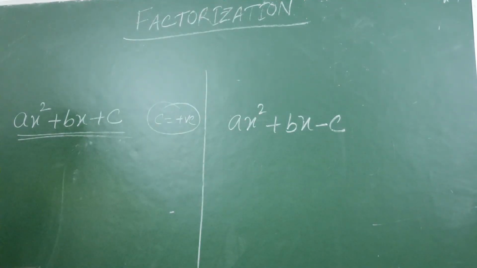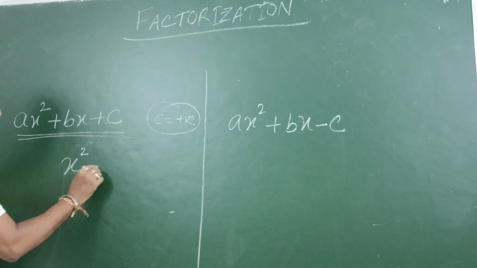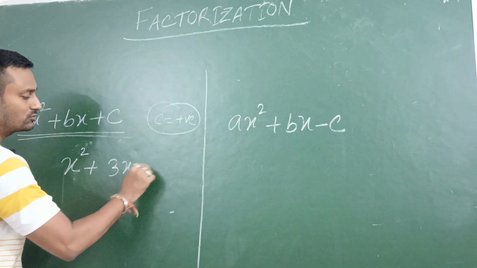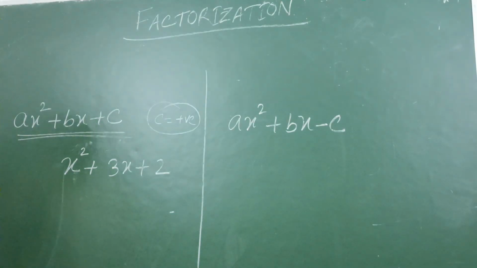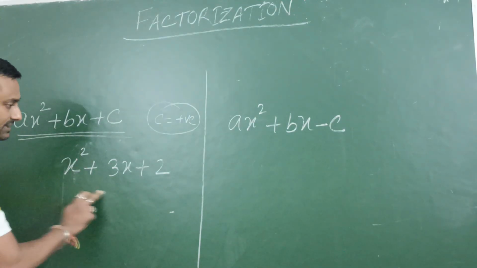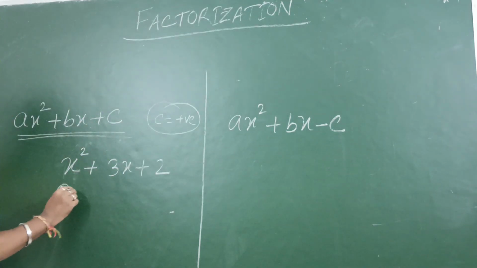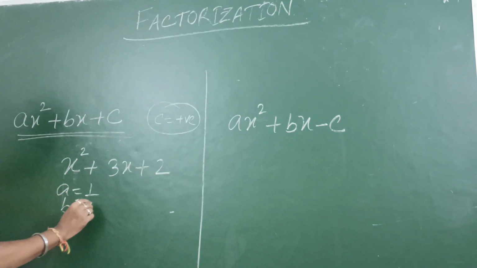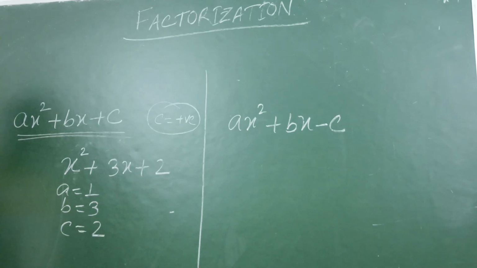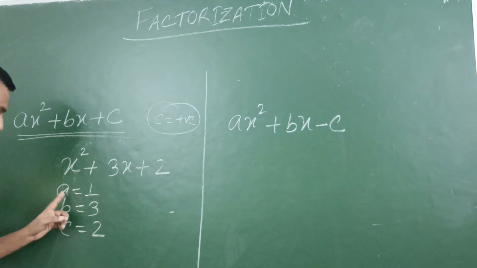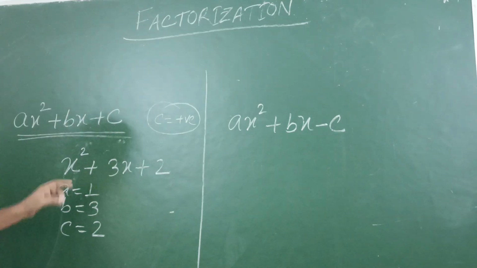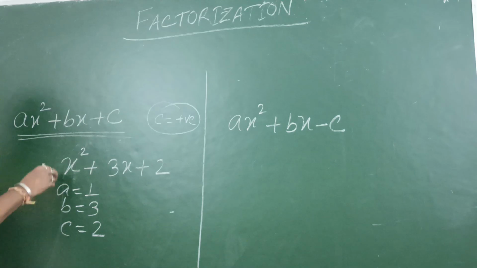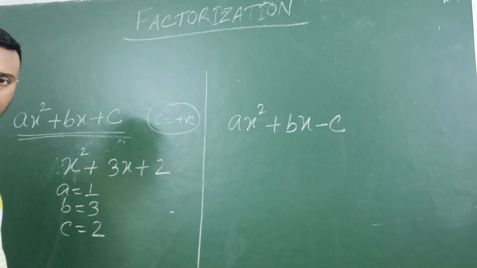Suppose we are considering a polynomial x square plus 3x plus 2. Okay, x square plus 3x plus 2. In this case, if you compare this polynomial with the standard form, then a is equal to what? 1, b is equal to 3, and c is equal to 2. Okay. Don't get confused with a. A is the number which is multiplied with x square. It is the coefficient of x square. Here nothing is written, that means you can say 1 is present here. 1 into x square. That means a is 1, b is 3, and c is 2.